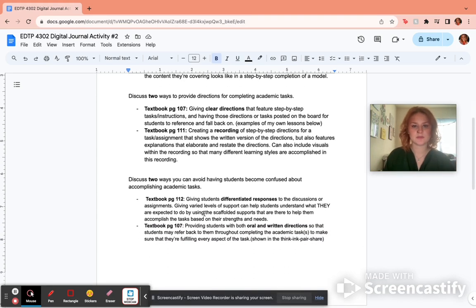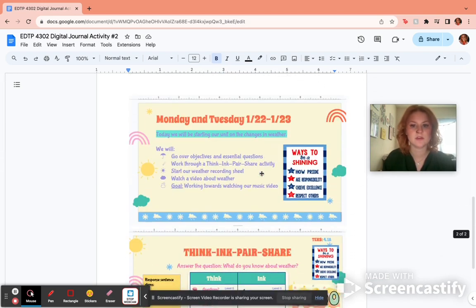Then 2 ways to provide directions for completing these academic tasks. On page 107 of our textbook, giving clear directions was a big thing. They're featuring step-by-step tasks and instructions, and having those directions or tasks posted on the board for students to reference and fall back on. This is an example of my own lesson plan.